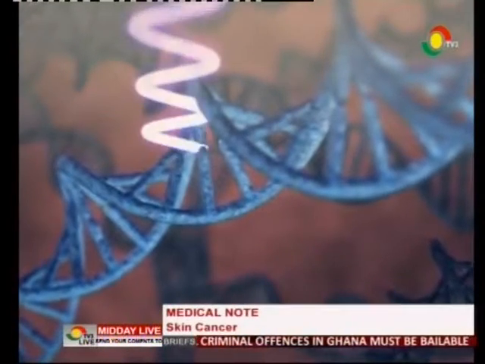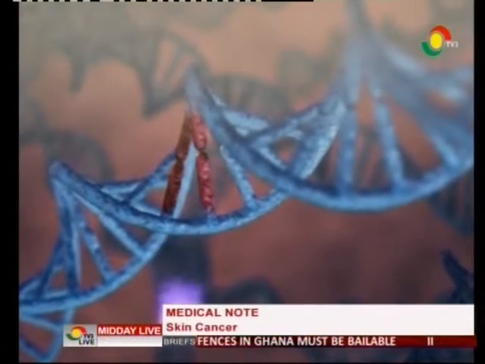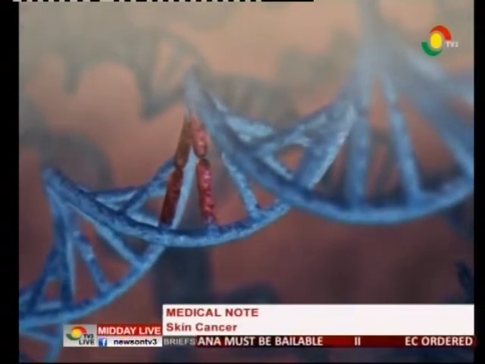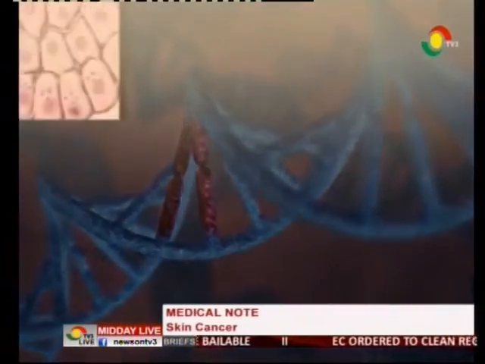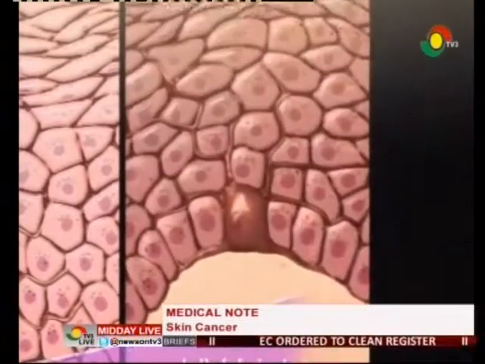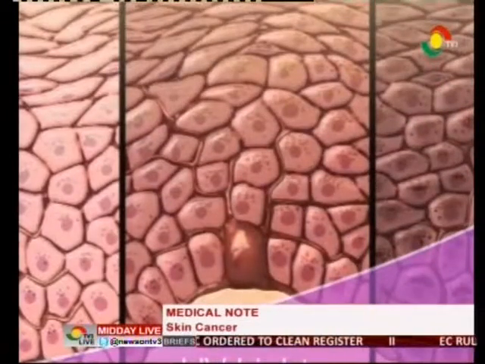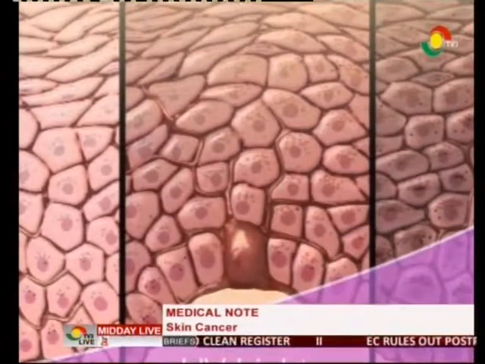And most of these things happen because of the repeated exposure of the skin to the harmful effects of the sun. When you have repeated exposure to this UV, it can trigger a process by which the cells of the skin begin to divide rapidly, and that is how you develop the cancer.